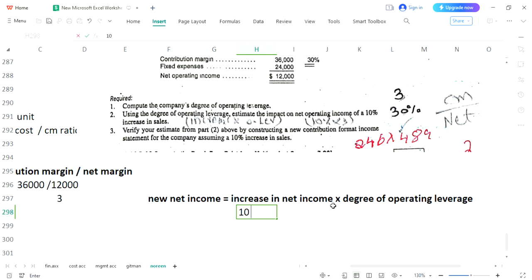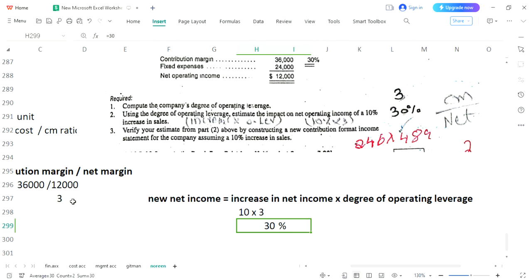You need to multiply it with what? Degree of operating leverage. You have calculated 3. Put 3 over here and now 10 multiplied by 3 is 30. Beside this you will mention it's an answer in percentage. Alright, second requirement has also been sorted out.